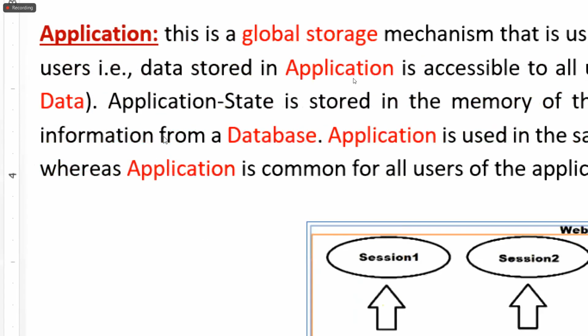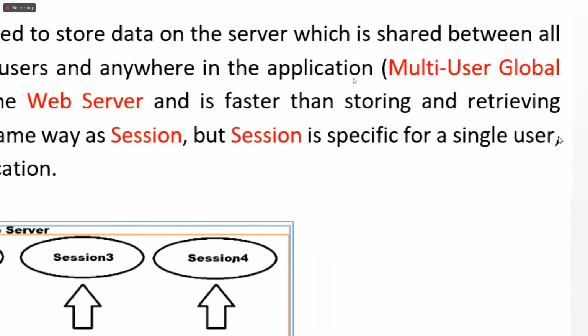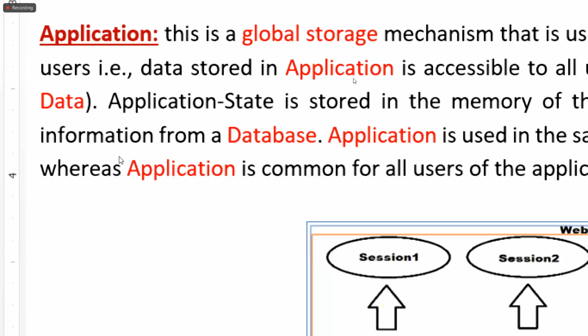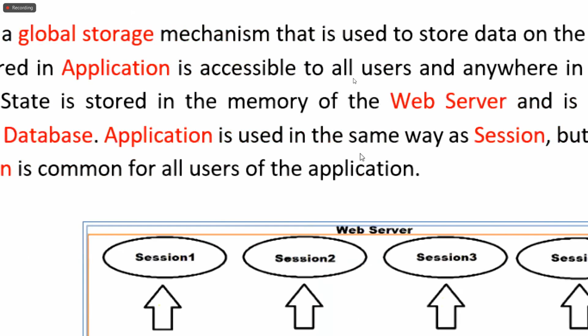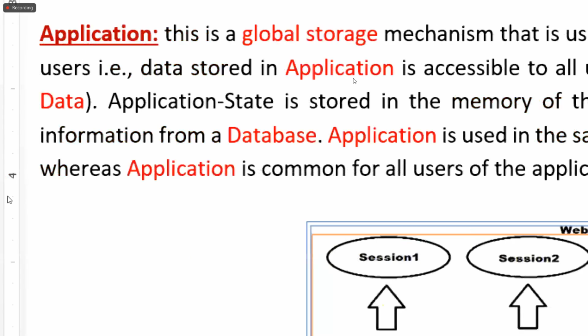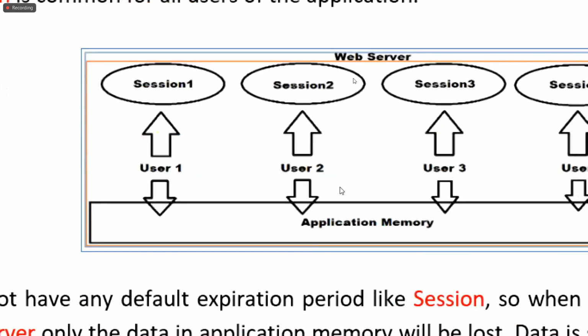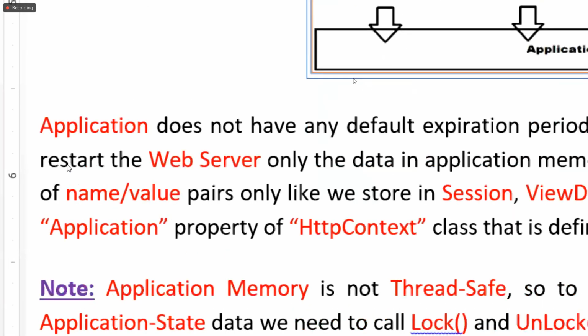Multi-user global data. Application data is stored in the memory of the web server and is faster than storing and retrieving information from a database. Application is used in the same way as session. But session is specific for a single user, whereas application is common for all users. And this picture will show you clearly the difference between session and application. Next.